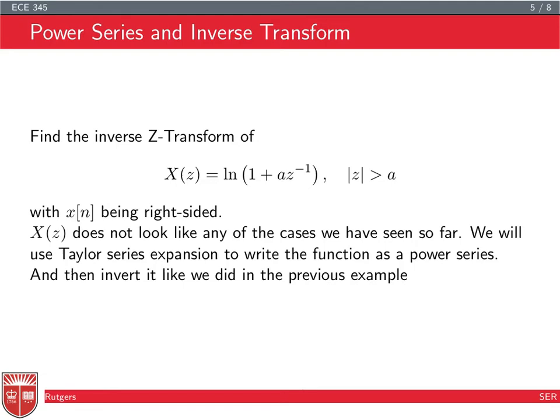So let us start talking about how to find the inverse Z transform of a general function. Here, for instance, in this example, we have X of Z equal to log of 1 plus a Z minus 1, with the norm of Z larger than a. You can immediately see that this is a non-rational function, so I cannot apply what I learned in part 1 of this lecture. And the question is, how can I find the inverse Z transform of this function?